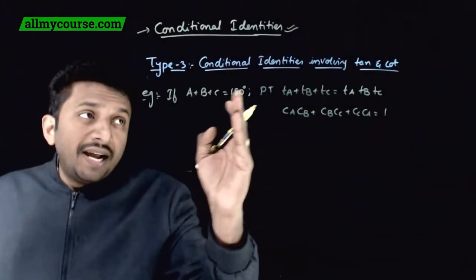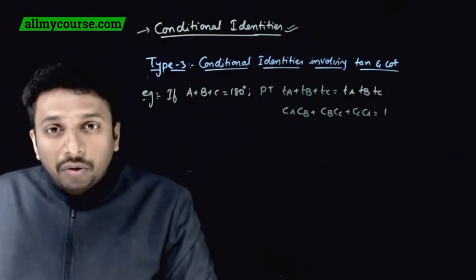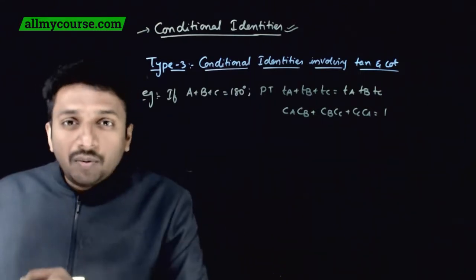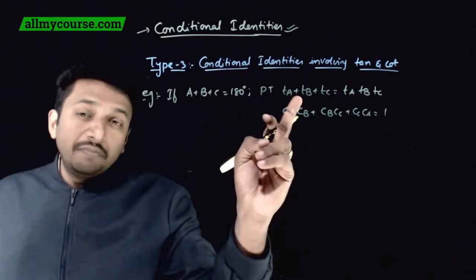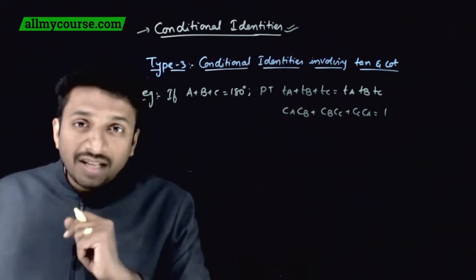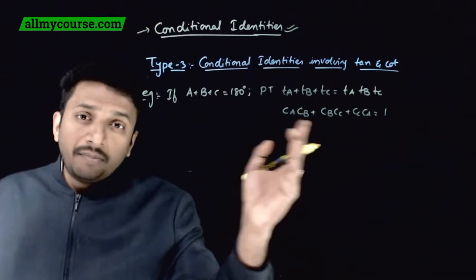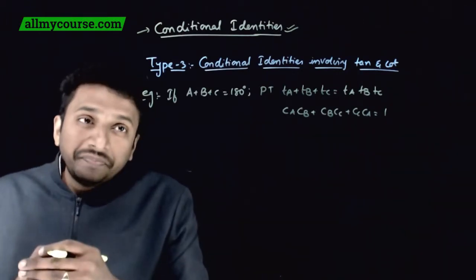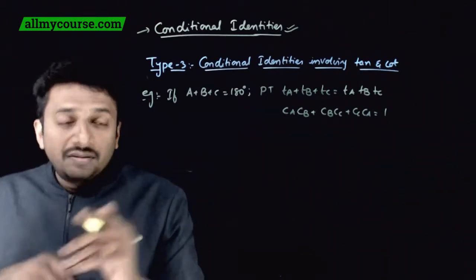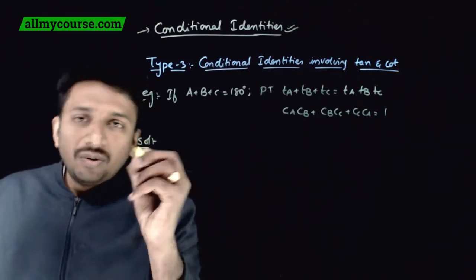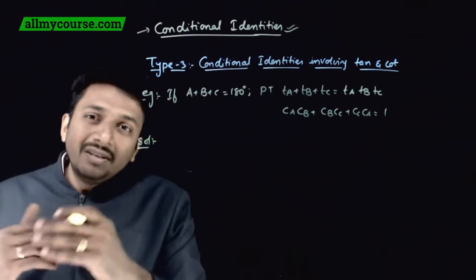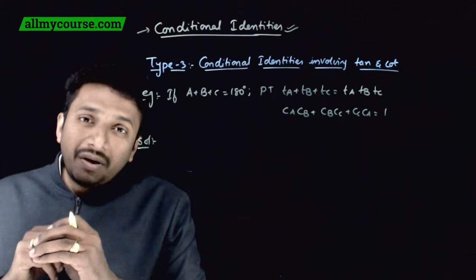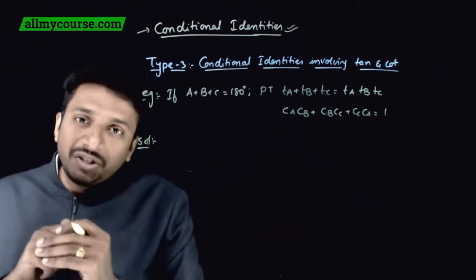The third type of conditional identities involve tans and cots. For example, if A plus B plus C is equal to 180 degrees, you're asked to prove that tan A plus tan B plus tan C is equal to tan A tan B tan C, and cot A cot B plus cot B cot C plus cot C cot A is equal to 1. Suppose that you need to prove these two identities. As you know, there are no transformation formulas in tans, so we cannot use the previous methods for these identities. So what we do for tans and cots, we start from the condition.